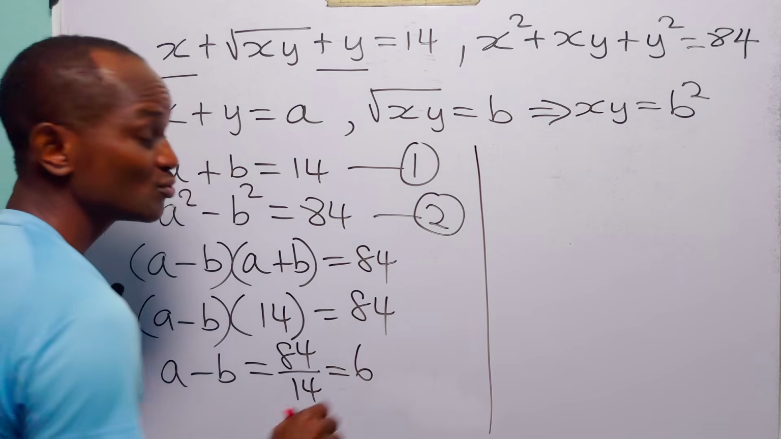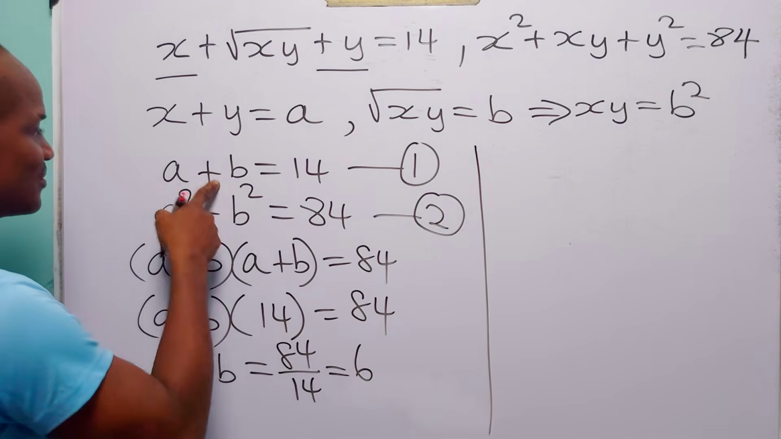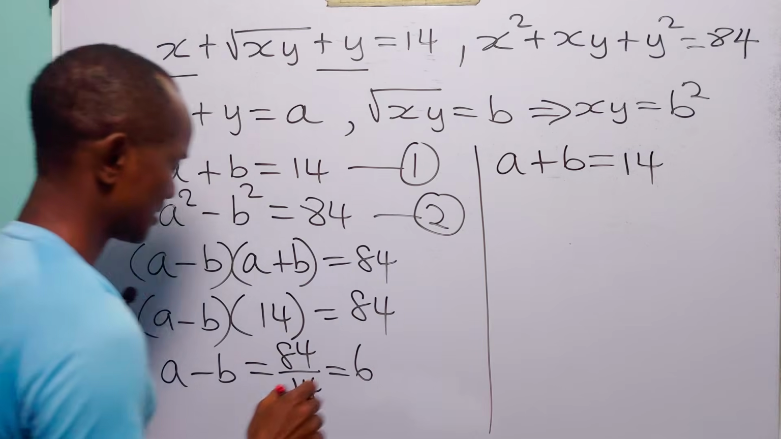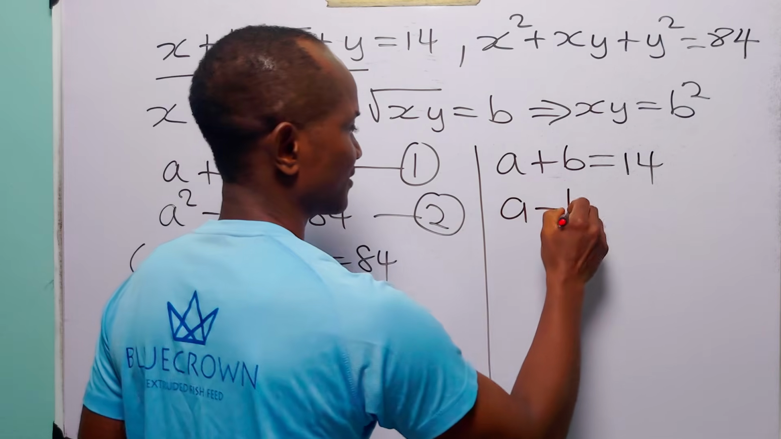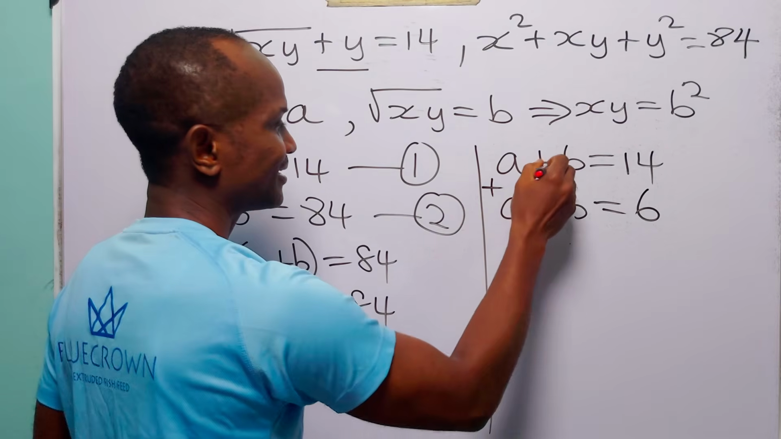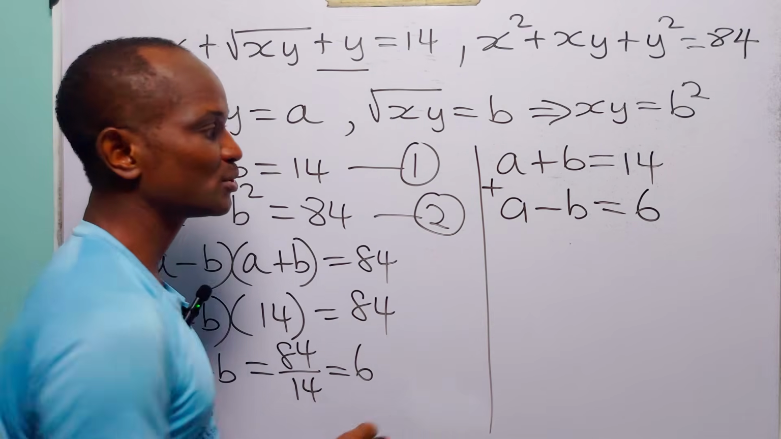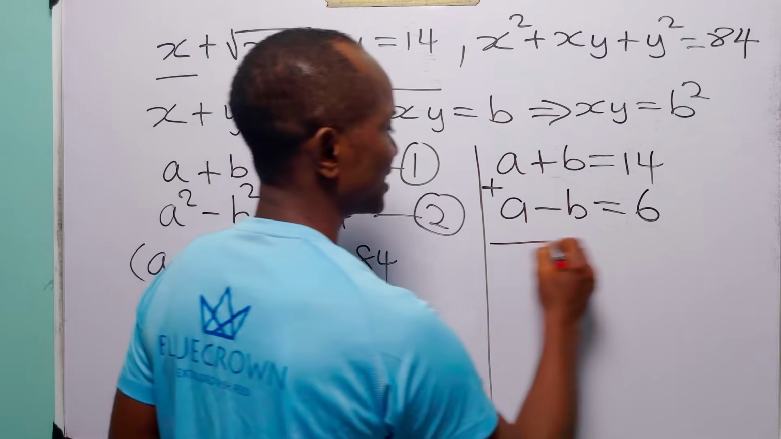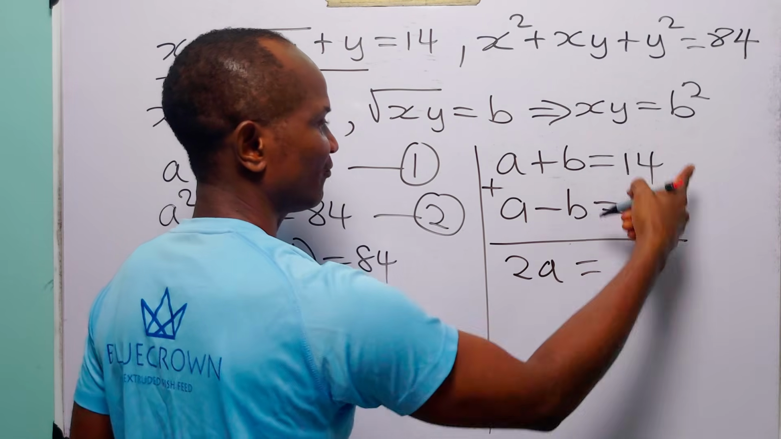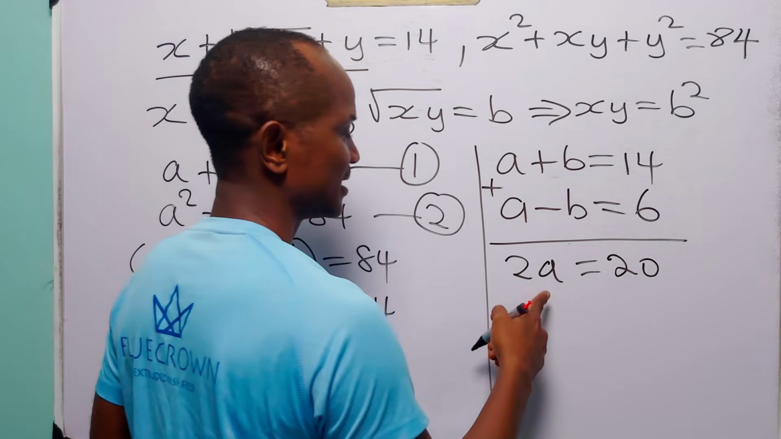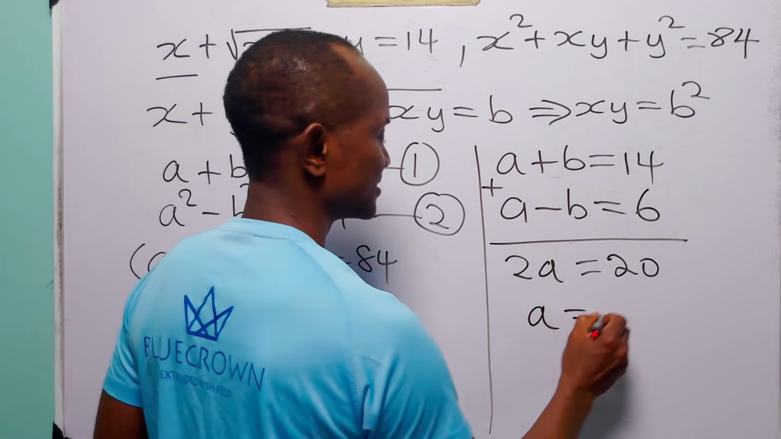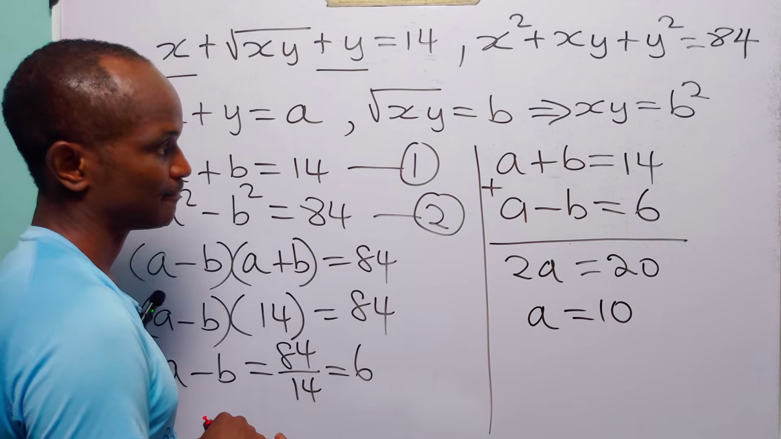So now we have two even simpler equations. We have that a plus b is equal to 14, and we have that a minus b is equal to 6. Now, if we add these two equations, we will be able to eliminate b. So let us do that. On the left-hand side, we have 2a. 14 plus 6 is 20. Dividing both sides of this equation by 2, we have that a is equal to 10.